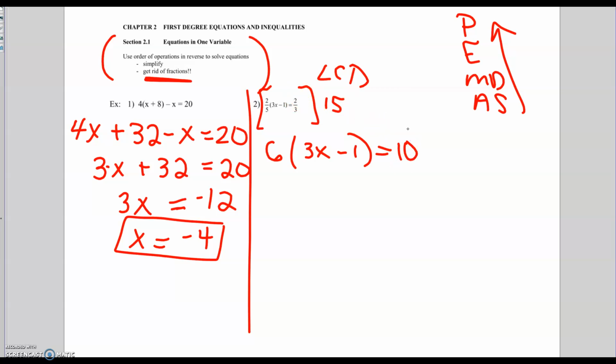If you need to, hit pause and rewind to see where the numbers 6 and 10 came from. 5 went into 15 3 times. If you need to, for yourself, write 2 times the 3, you can do that. All right, now we have an equation that looks like number 1. Hit pause and distribute the 6 and solve this equation for x.